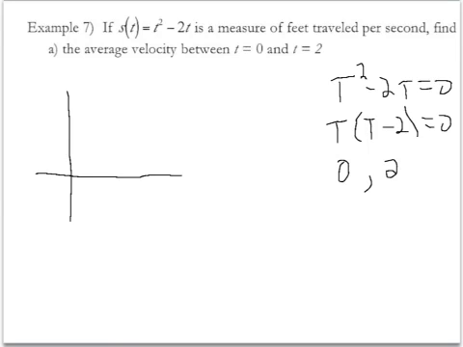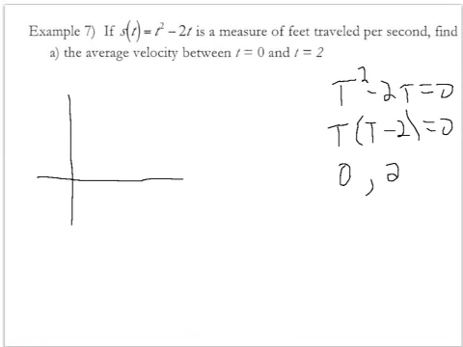Now, it'd be nice to see what's happening here. So I took the equation, set it to 0, and found out where it crosses the x-axis. It crosses at 0 and at 2, and I know this is a parabola that opens up, so it looks something like that. It's a pretty poor drawing, but okay. Now, t equals 0 and t equals 2 are the two points that we're concerned with.